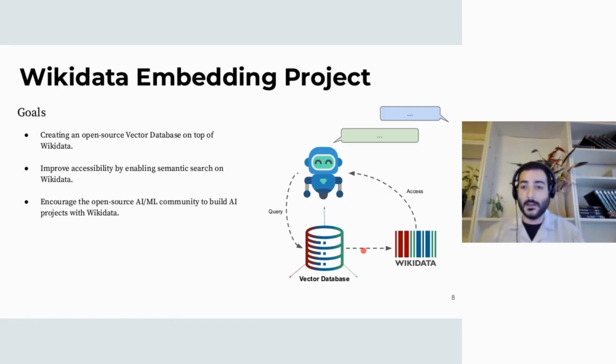So this is where the Wikidata embedding project comes in. The goal of the project is to create an open source vector database on top of Wikidata. And by creating that new database, we enable semantic search on Wikidata. We basically create that link between AI models and Wikidata. And by doing so, we also encourage the open source AI community to build projects with Wikidata.